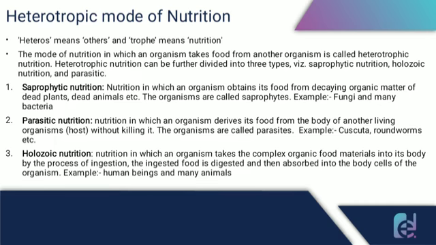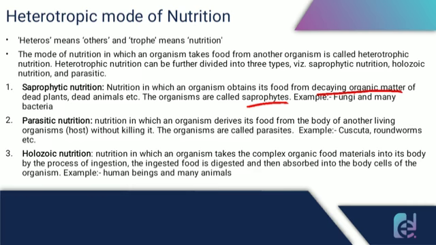First of all, saprophytic nutrition. The nutrition in which an organism obtains its food from the dead decaying organic matter is known as saprophytic nutrition. The organisms are called saprophytes. The examples are fungi and other bacteria. They follow the saprophytic mode of nutrition.